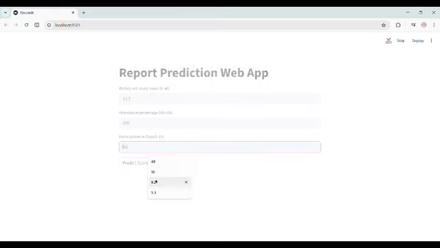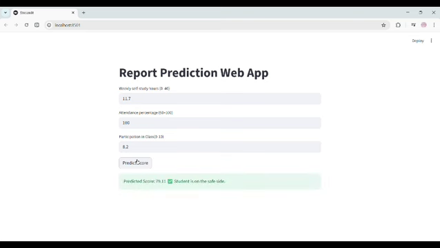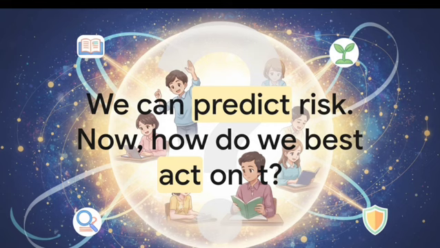So, what does our system think? We feed these numbers in and instantly we get our answer. The system predicts a final score of just under 79, and more importantly, the risk detector shows the student is on the safe side. A teacher can see this in a split second and know they can focus their attention where it is needed the most.